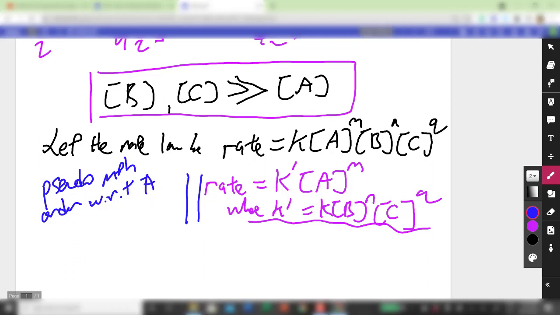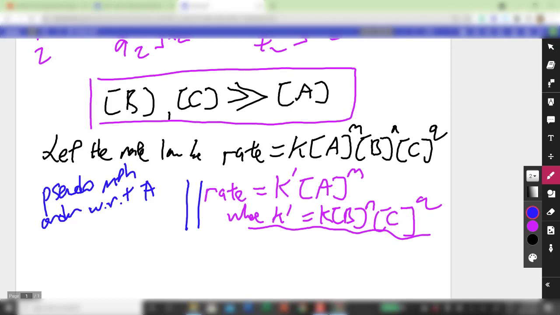Then you'll be wondering, why do we need to do this? I mean, all beginning students of kinetics will ask the same question. Why is there a need to make it a pseudo nth order reaction with respect to A? Okay, the reason is this.